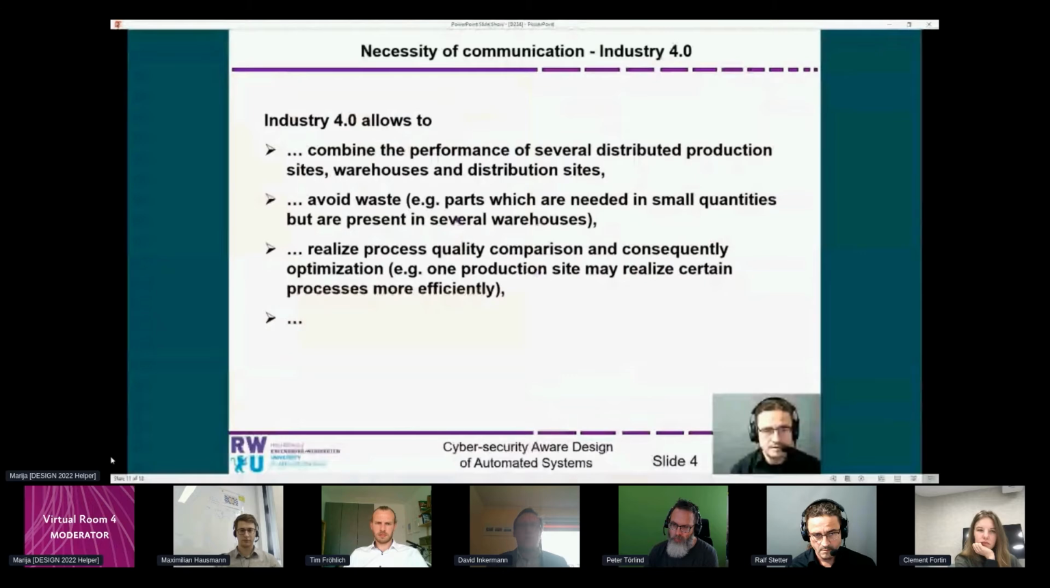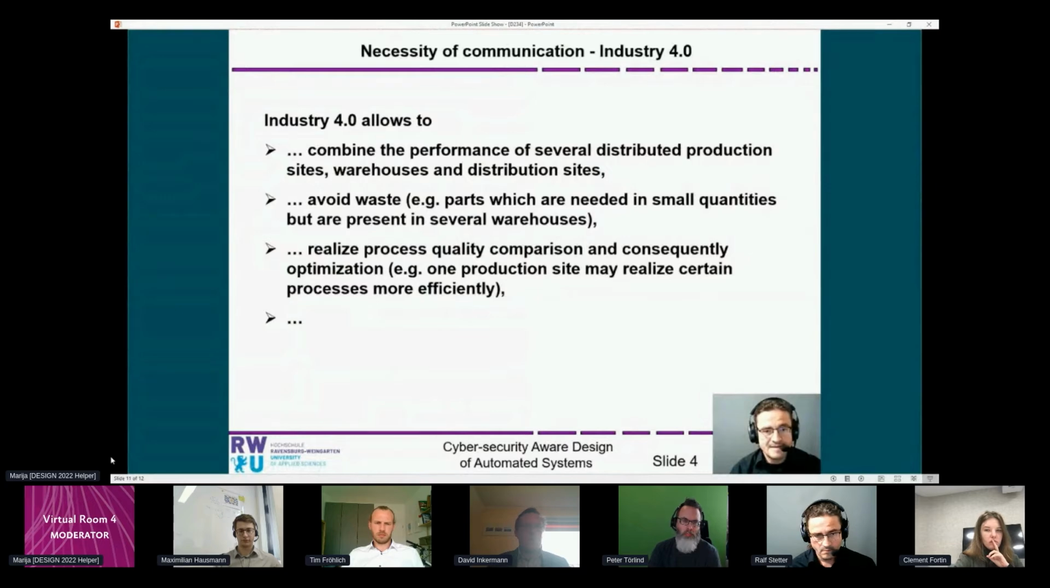Why do we need communication? Because Industry 4.0 allows to combine performance of several distributed production sites, warehouses, and distribution sites, so the performance is higher than just of a single site. It allows to avoid waste. So, for example, parts which are needed in small quantities but are present in several warehouses, which does not make too much sense. And also it will realize process quality comparison and consequently process optimization. So, for example, we might investigate or find that one production site realizes certain processes more efficiently. And there are even more advantages in the paper.